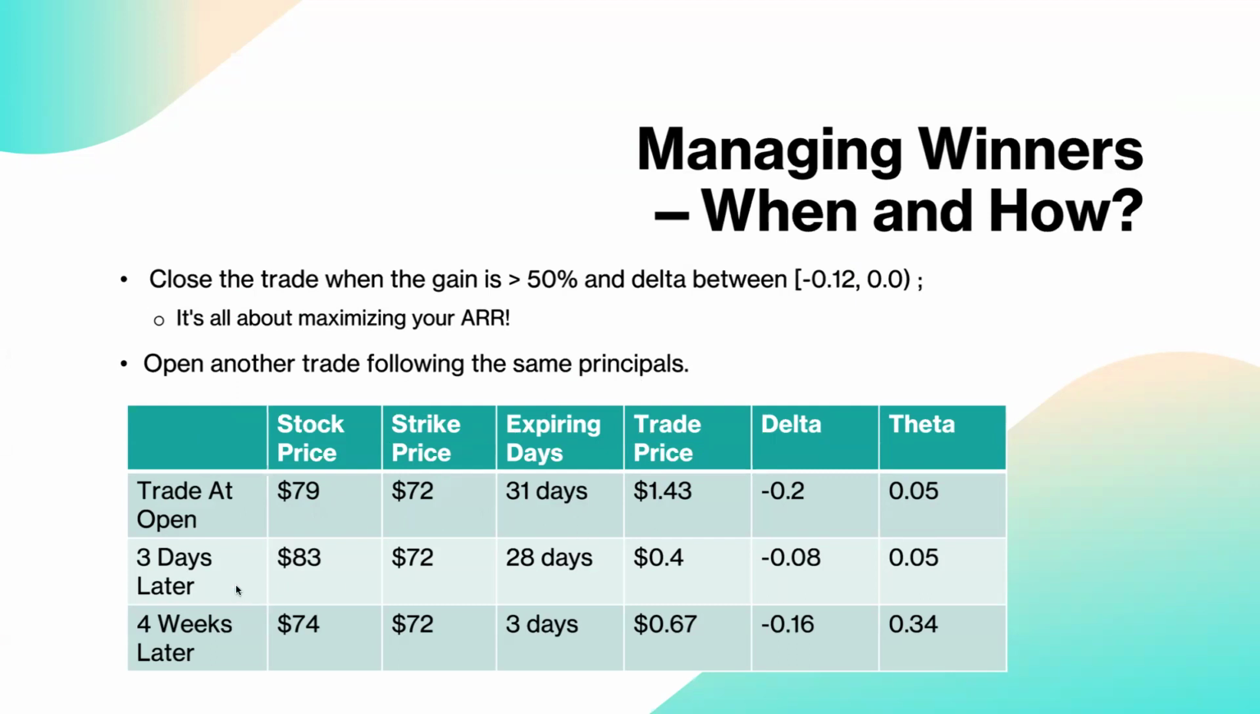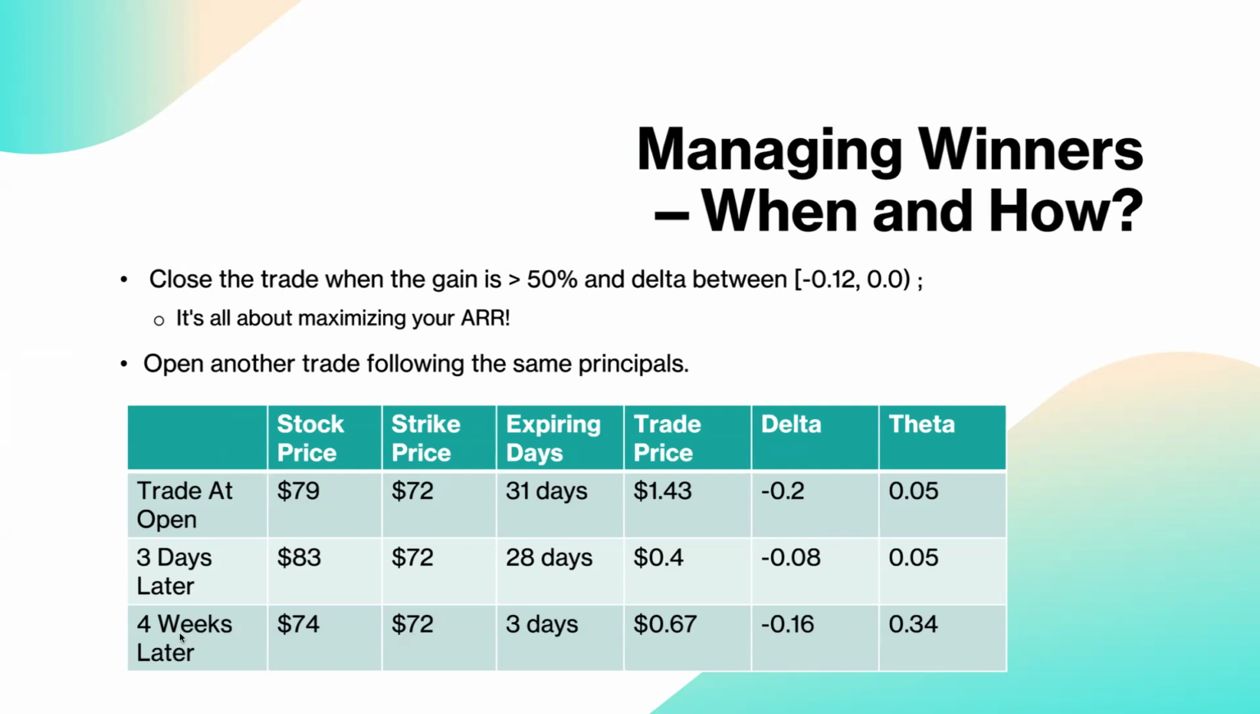The first scenario is 3 days later, the stock price has moved up $4, and the trade price decreases to $0.4. You still have 28 days to go to realize the remaining $0.4. Do you close it? So the ARR calculation gives us 7%. Not too bad, but compared with 10 to 20% of baseline, it's a good idea to close the trade and open a new trade, following the same principles.